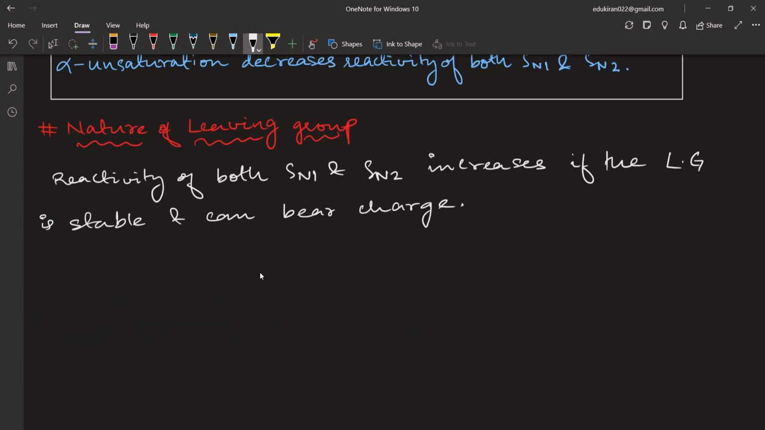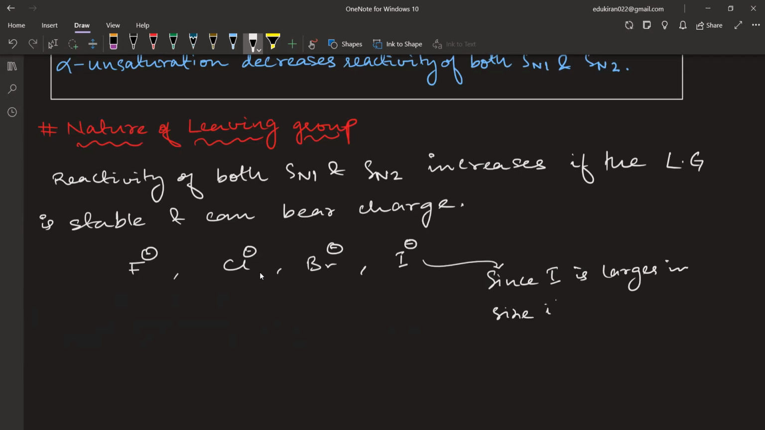If we look at the leaving groups, they will be fluorine, chlorine, bromine, and iodine, so F negative, Cl negative, Br negative, and I negative. Since I is larger in size, it can easily bear negative charge and be stable. So I negative is a good leaving group.